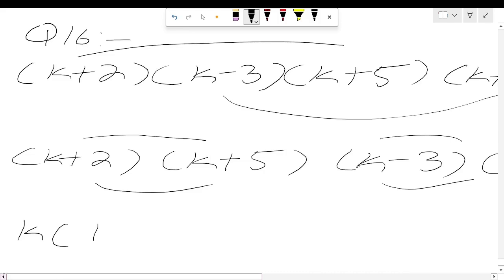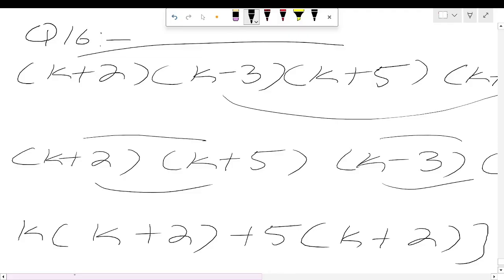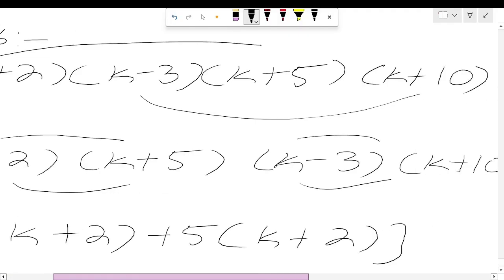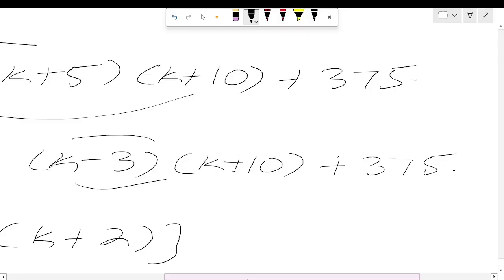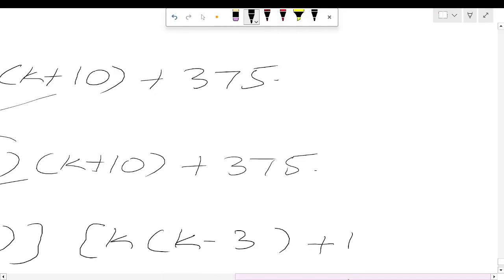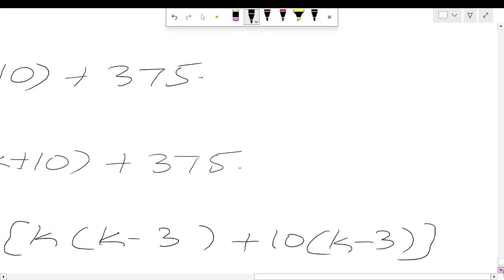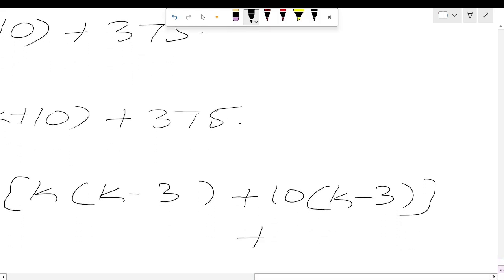So k bracket k plus 2 and plus 5 bracket k plus 2, and I'll just place square brackets here because this is the first and this is the second. So I'll just write square bracket here. I'll write k bracket k minus 3, and we have positive 10 bracket k minus 3 again. So I'll just close this expression, and then we will have positive 375. I don't have that much space. I'll just write it here.